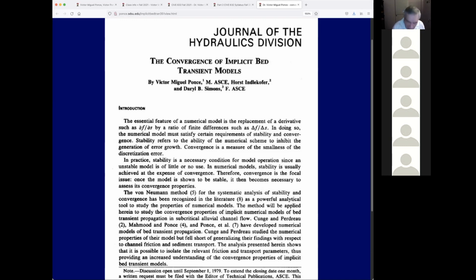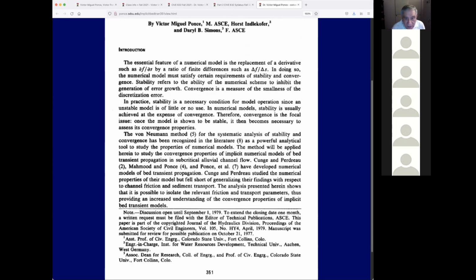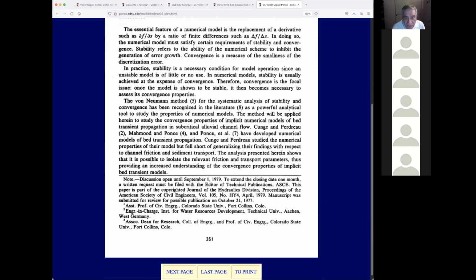So this is the same thing that we did for the S-curve. The only difference is that here we're going to be talking about different equations, the sediment equations, not the water equations. Methodology is the same. We use the von Neumann technique for the systematic analysis of stability and convergence. The method is applied here to study the convergence properties of implicit numerical models of bed transient propagation.